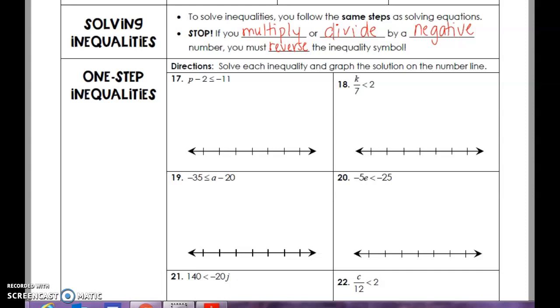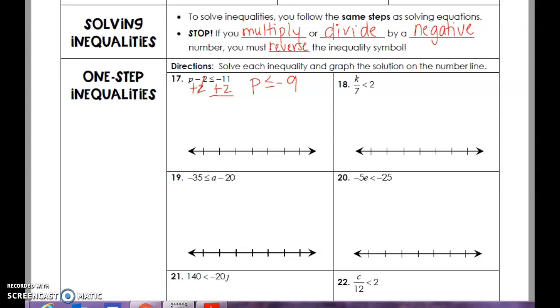Number 17, p minus 2 is less than or equal to negative 11. Here we have a subtraction problem of 2. The opposite of subtracting 2 is to add 2 to both sides of our inequality. So we have p is less than or equal to negative 11 plus 2. Our signs are different, so we subtract. 11 minus 2 is 9, and it will be negative because 11 is the bigger number.